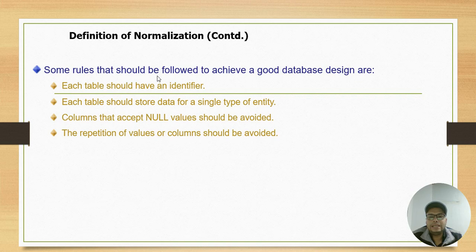Some rules that should be followed to achieve good database design are: each table should have an identifier as a primary key, like I told you in the previous video. Each table should store data for a single type of entity. Obviously, once you create a table, at a time you can create only one entity, known as a table name. Columns that accept null values should be avoided. You can avoid null values in your table. The repetition of values or columns should also be avoided. Okay, clear?